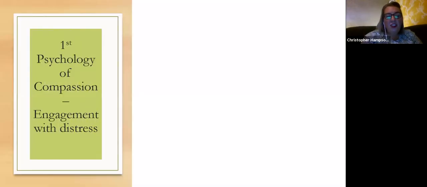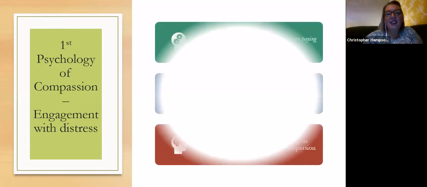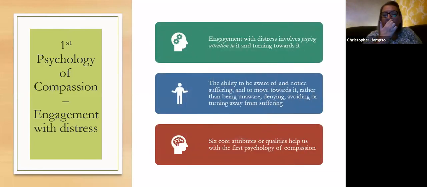The first psychology of compassion: engagement with distress. Engagement with distress involves paying attention to it and turning towards it. So when we work with CFT, we'll find out what is distressing the client and really sit with it in the moment, pay attention to it, discuss it and explore it. It is the ability to be aware of and notice suffering and to move towards it rather than being unaware, denying, avoiding, or turning away from suffering. And there are six core attributes or qualities to help us with the first psychology.